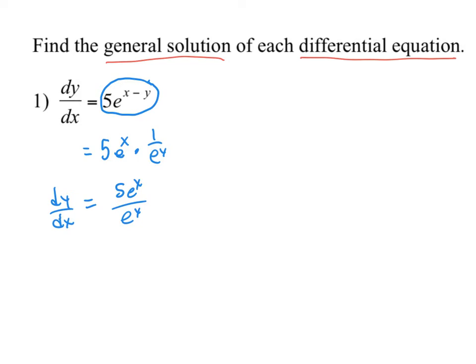That's my excuse anyway. So what I'm going to do is multiply by e to the y over here. And that'll give me e to the y dy over dx equals 5e to the x. And then remember I said I was going to multiply by dx, so I'll do a dx here and a dx here. And when you do that, you end up with e to the y dy equals 5e to the x dx. So I started with this differential equation.